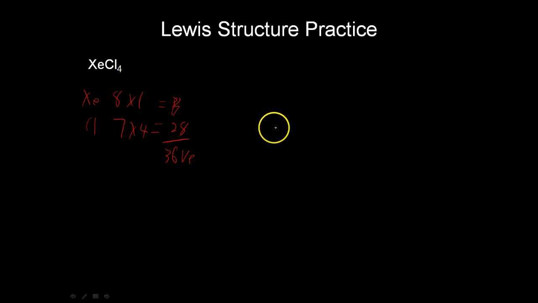Now, of course, the least electronegative element here is xenon. We're going to attach it to chlorines on the outside. Chlorine, chlorine, chlorine, chlorine. All right, now let's put in our octets for our outer atoms. 1, 2, 3, 4, 5, 6. 1, 2, 3, 4, 5, 6, and dot dot dot dot dot dot. All right, here we go.